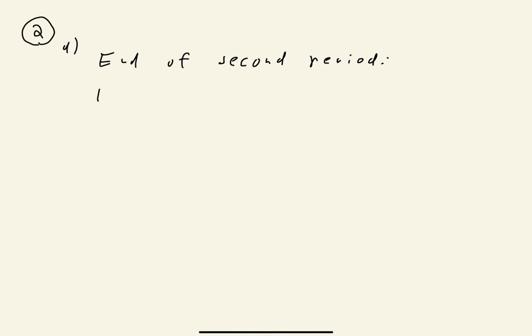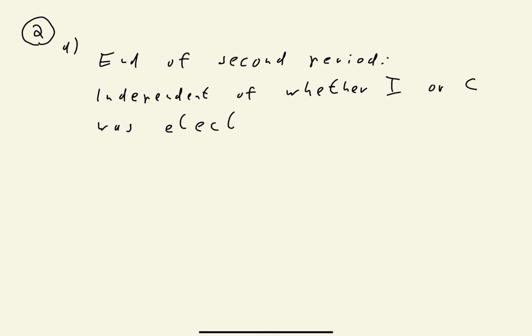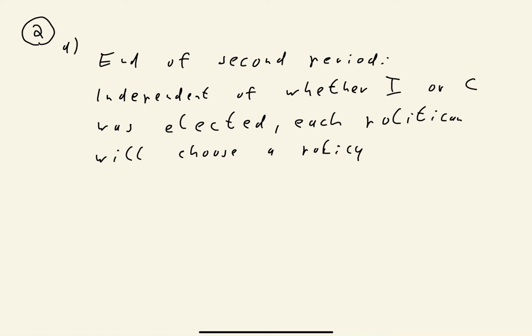Independent of whether the incumbent or the challenger was elected, and I will shortcut the incumbent with capital I and the challenger with capital C. So independent of whether I or C was elected, each politician will choose a policy which maximizes his utility given his type.